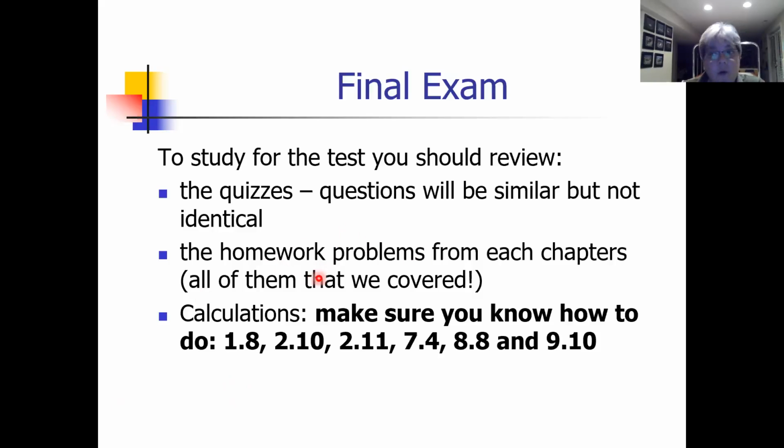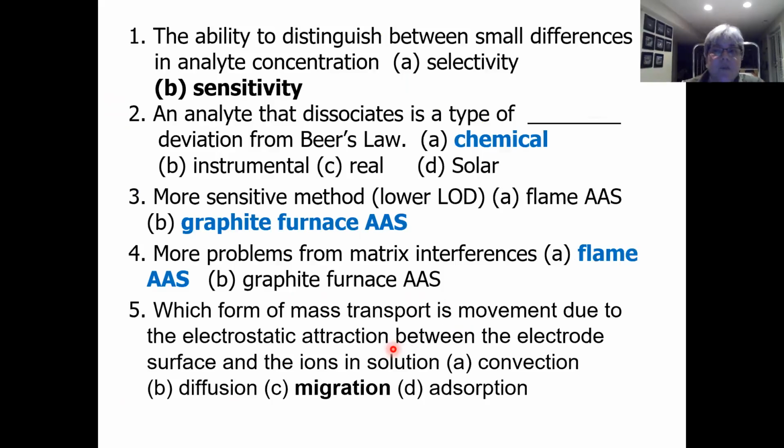If you know all the homework questions in the book, then you should get 100 on the test. Okay? I'm not going to be asking questions that aren't in the homework. All right, so when I say make sure that you have studied the quizzes.